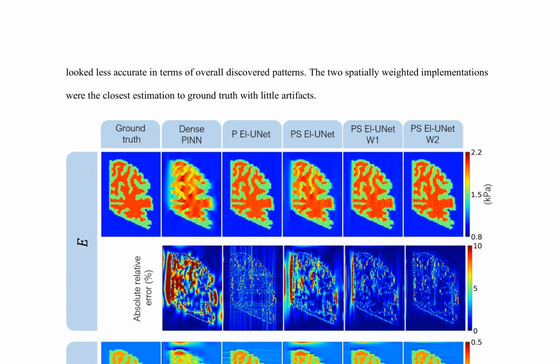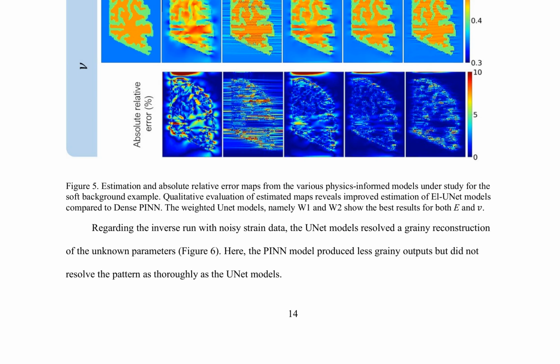of overall discovered patterns. The 2 spatially weighted implementations, W1 and W2, provided the closest estimation to the ground truth with minimal artifacts. Figure 5 illustrates the estimation and absolute relative error maps from the various physics-informed models under study for the soft background example. The qualitative evaluation of estimated maps reveals improved estimation of El-UNet models compared to dense PINN. The weighted UNet models, namely W1 and W2, show the best results for both E and Nu.